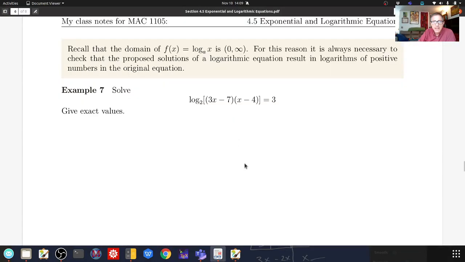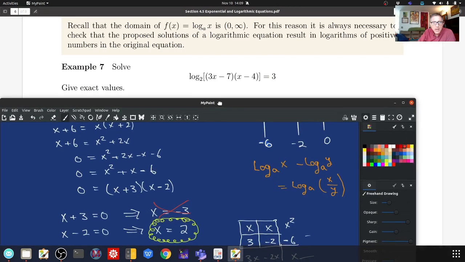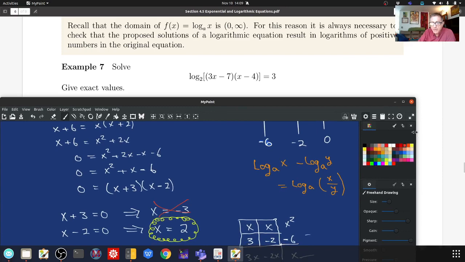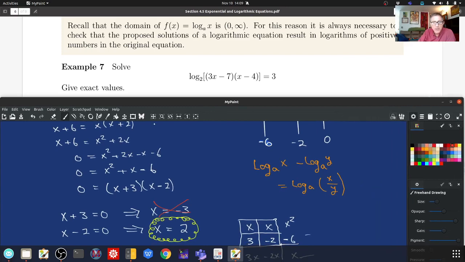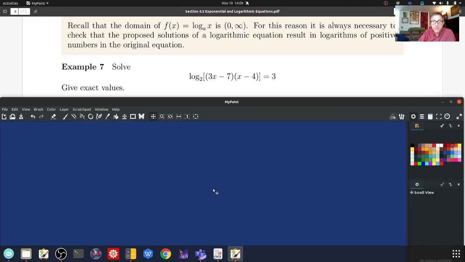So here again, I have a reminder that the domain of the log is all positive numbers. It does not include 0. The range is everything, but the domain is every real positive number.